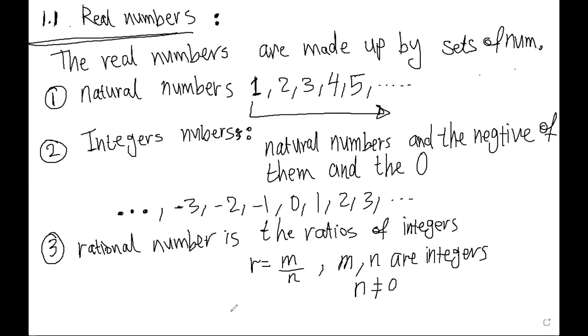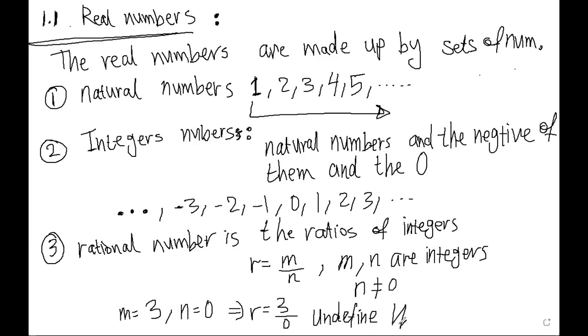Why is N not equal to 0? For example, suppose M equals any number, 3, and let N equal 0. So R equals 3 over 0, and this is undefined.